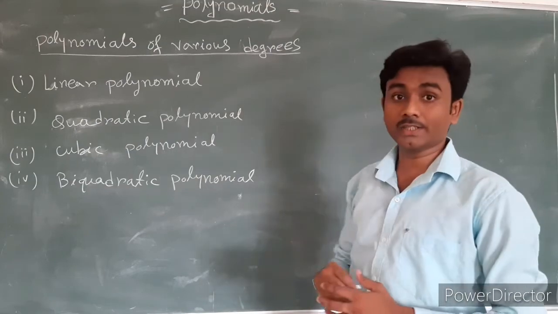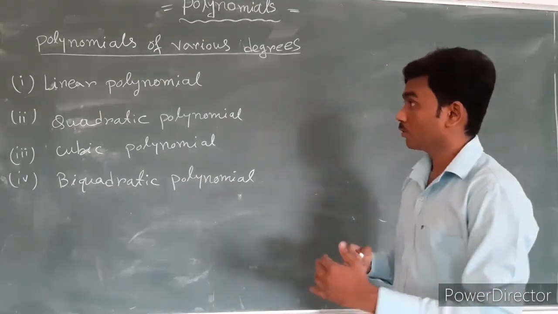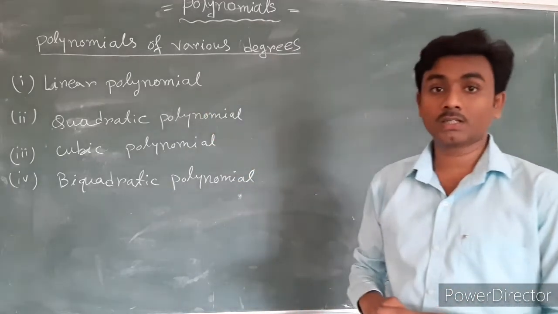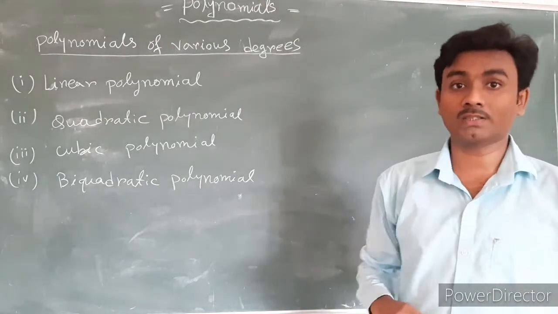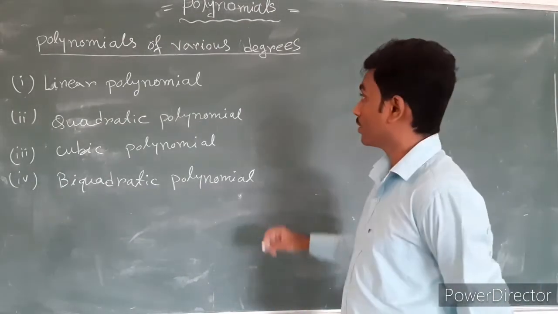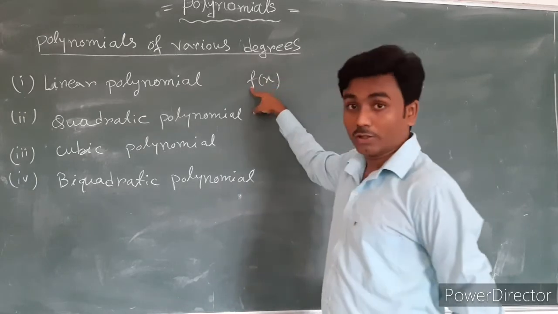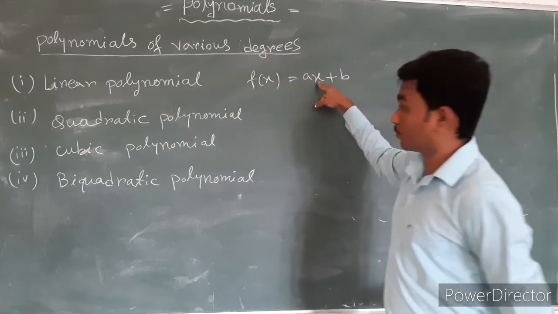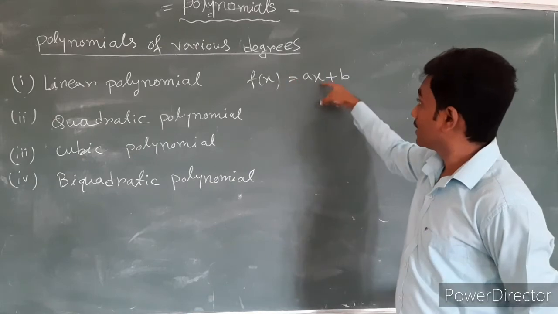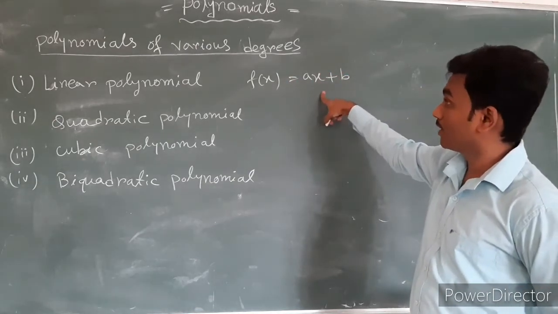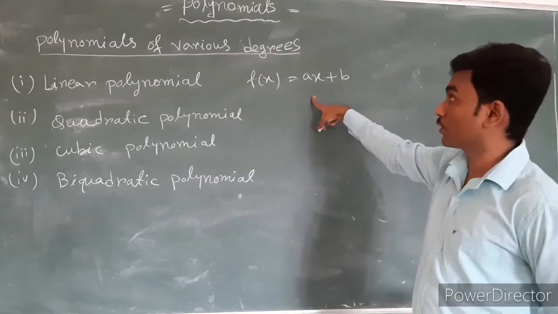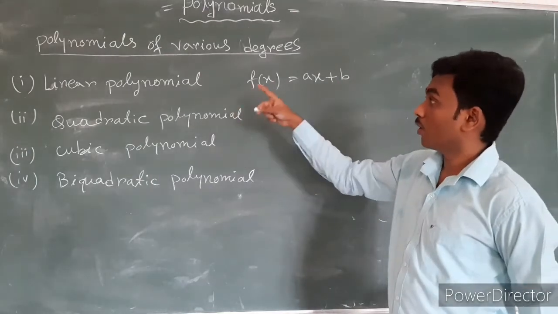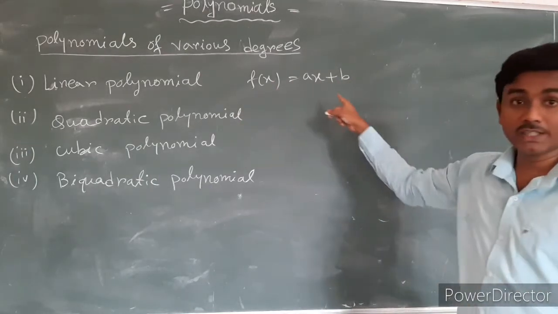Polynomials of various degrees. According to degree, polynomials are divided into several parts. First one, linear polynomial. A polynomial of degree 1 is called a linear polynomial. For example, f(x) is a polynomial in x of degree 1, ax plus b. The highest power of the unknown variable x is 1. So this is a linear polynomial because the power of the unknown variable is 1. So a polynomial of degree 1 is called a linear polynomial.